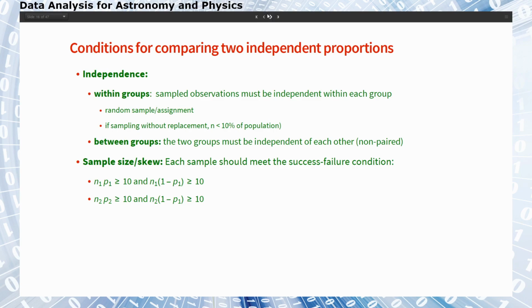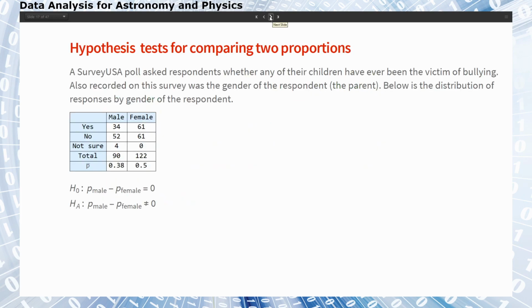Our conditions are similar to the condition tests also from the previous lecture, where we test that for the individual proportions we can approximate our binomial distribution with the normal distribution. Let's look at an example. Let's say we have the following poll results, where respondents were asked whether any of their children have ever been the victim of bullying in school.